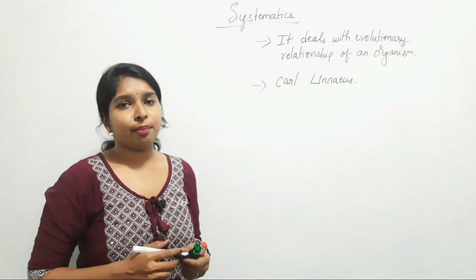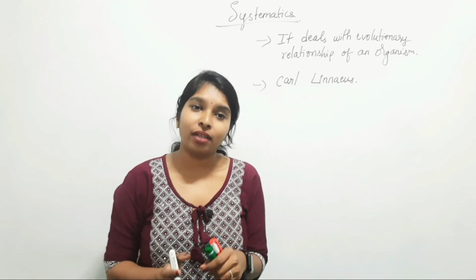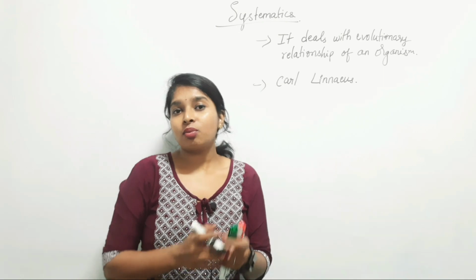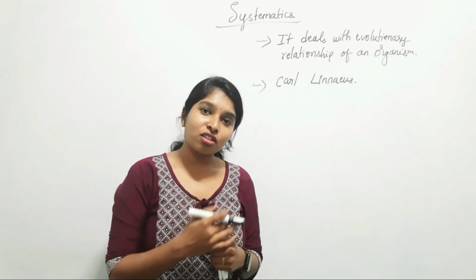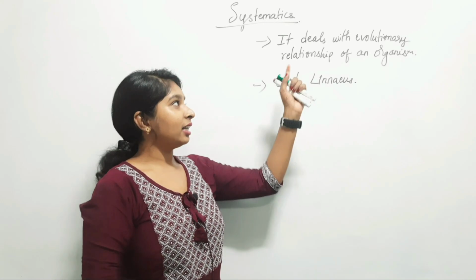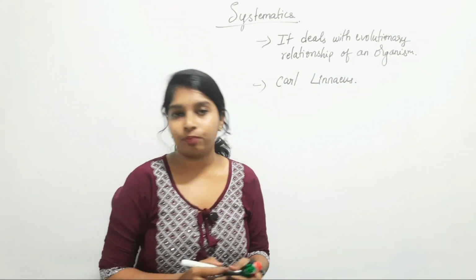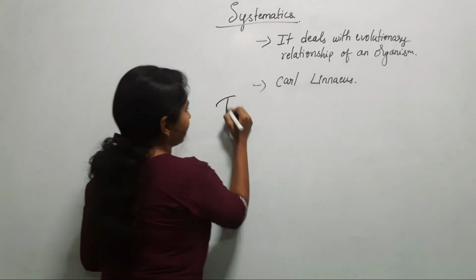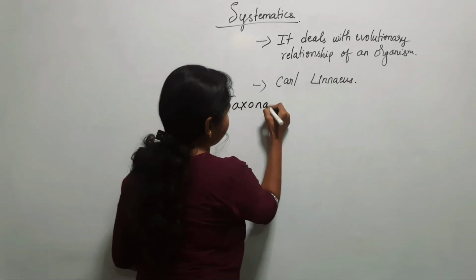If we take an example, humans, Homo sapiens: how Homo sapiens evolved, what the stages are, and what the patterns of evolution are, we will study using systematics. Next concept is taxonomy.